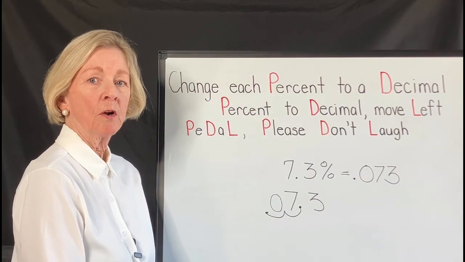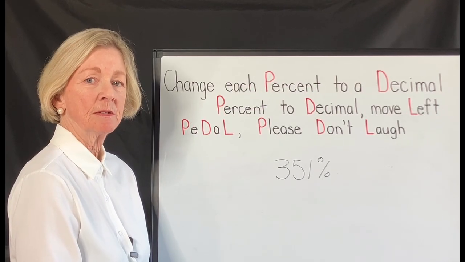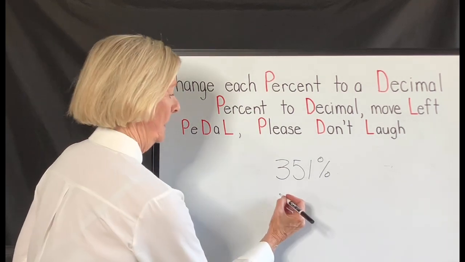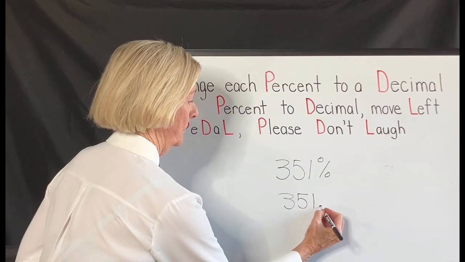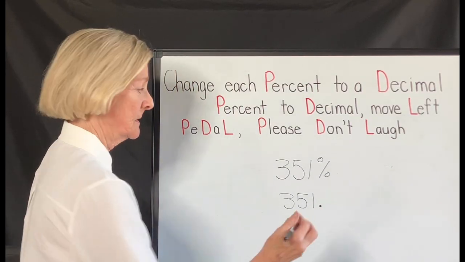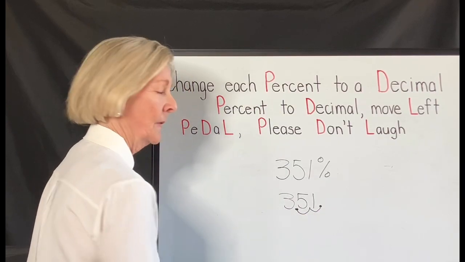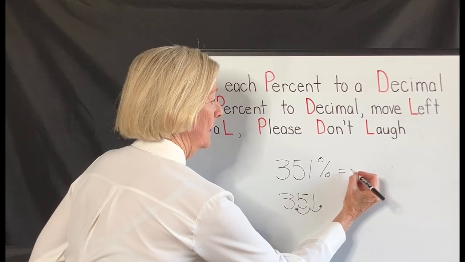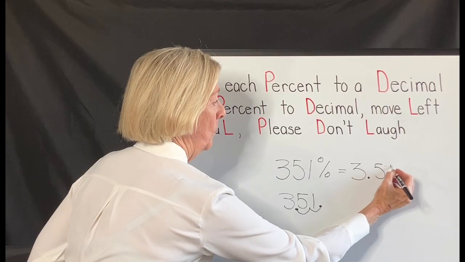Let's do one more. Now we have 351%. We don't have a decimal point yet, so we add one after the number. Now we can move this decimal point 2 places to the left. 351% equals 3.51.